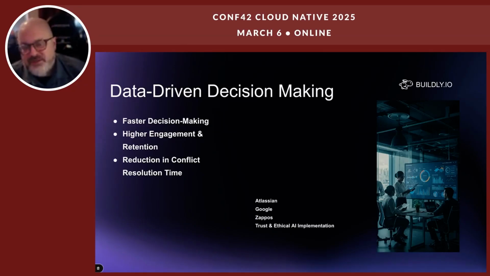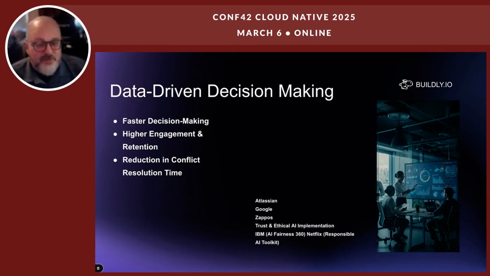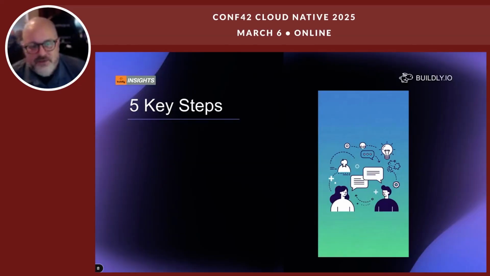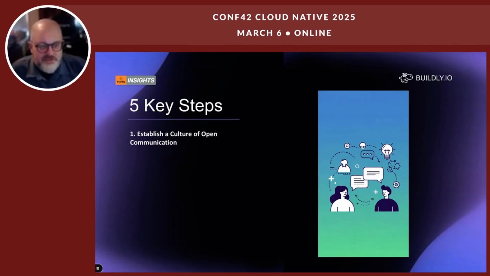Zappos is another one that had the same sort of process, and trust and ethical AI implementation. IBM and their Fairness 360 and Netflix and their responsible AI toolkit. I'm not sure how much they're still implementing that at Netflix anymore, but they do have some great processes around how to bring responsibility in AI, and that helps you bring better data and better decision-making processes, right?